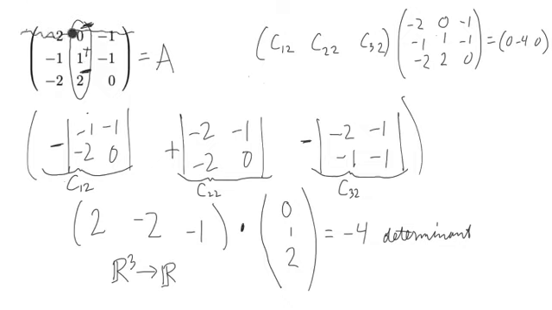What we do is we cross out the column where we are, and then if we're looking at the first entry here, and we want to find the cofactor associated with it, we're going to use this minus, and we're also going to use the determinant of what's left over after I've crossed out the row that it's in and the column that it's in, which is this right here. Notice that the 0 is in position C12 of the matrix, where the first index means the row, and the second one means the column.